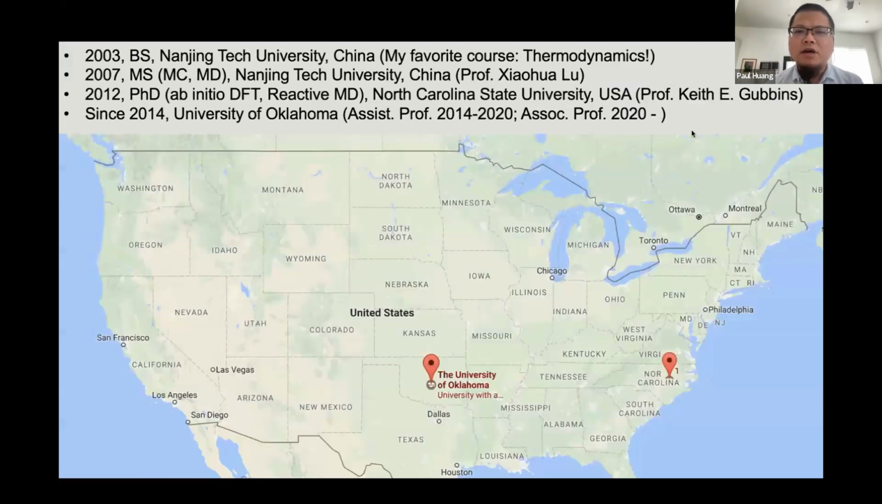So just a little bit of self-introduction. This is how I spent my last 20 years. I did my BS at Nanjing Tech and really fell in love with thermodynamics, which is the reason I moved on to graduate school at Nanjing Tech. I was doing some Monte Carlo and molecular dynamics calculations with Professor Xiaohua Lu. At the same time, I was so lucky to welcome Professor Gubbins on his first visit to Nanjing. So we got connected, and he thought I may have some little potential. This is how I moved from Nanjing to North Carolina and stayed there for a very enjoyable 7 years, both academically and in our personal life.